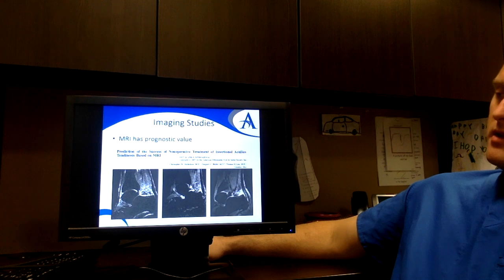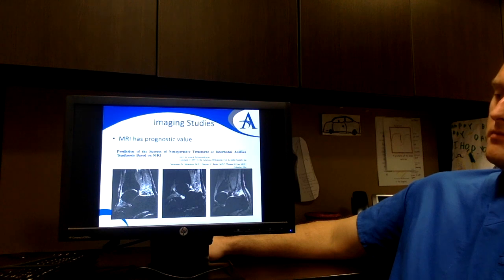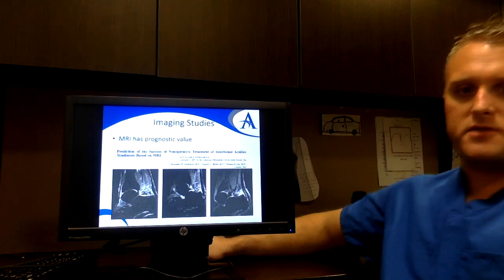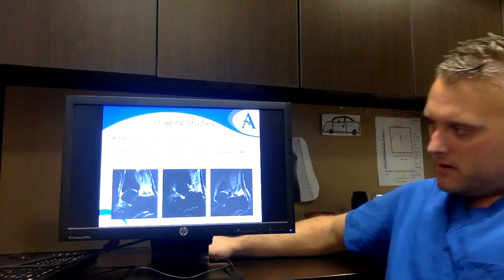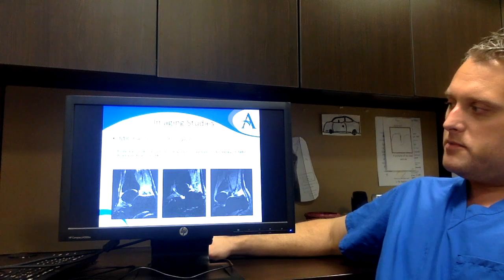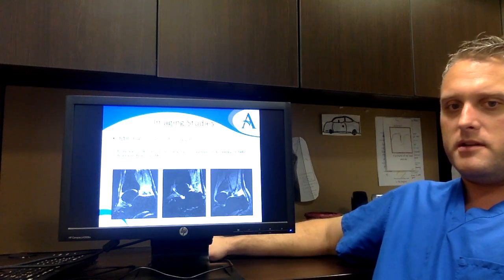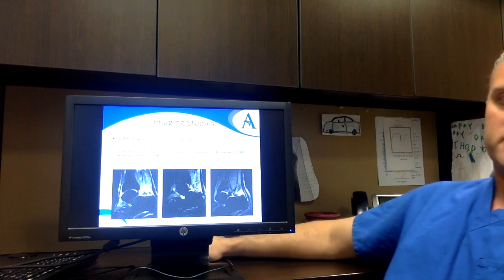MRI is usually important because of one thing. There are a few papers that show the predictive value for non-operative treatment: with grade 3 changes, where you have inflammatory edema inside the tendon itself, it's a poor predictive indicator for non-operative treatment. Those are usually requiring surgery.